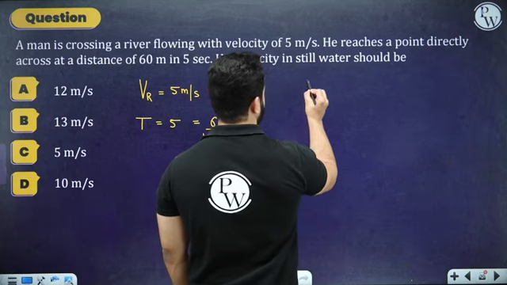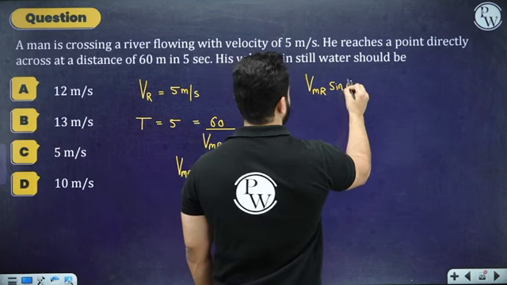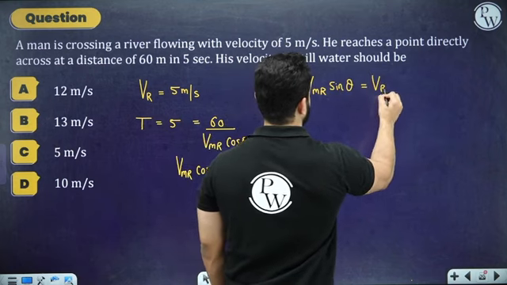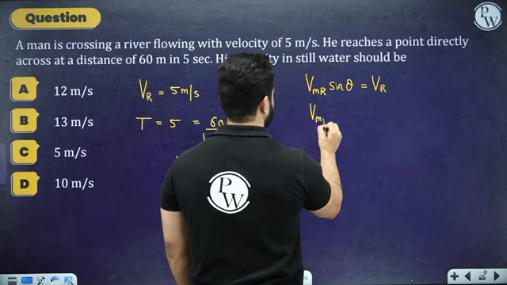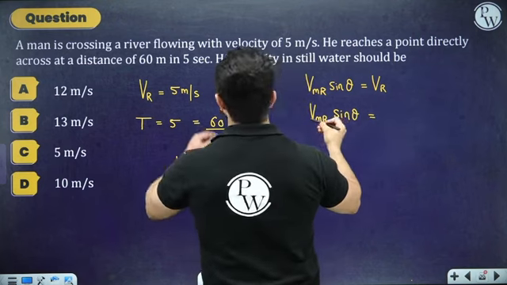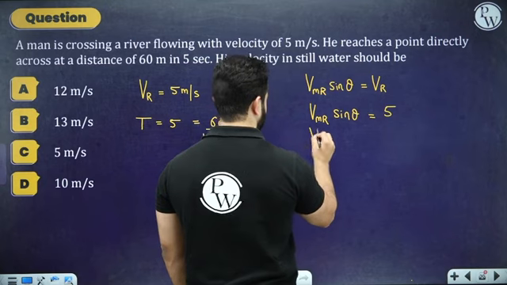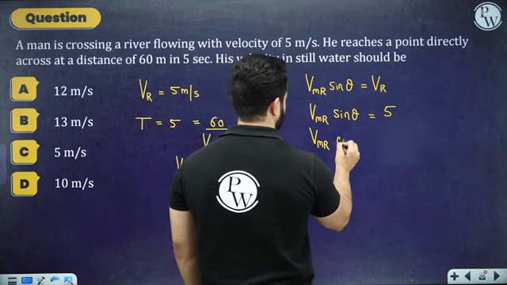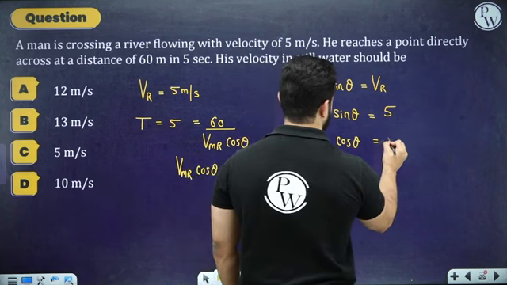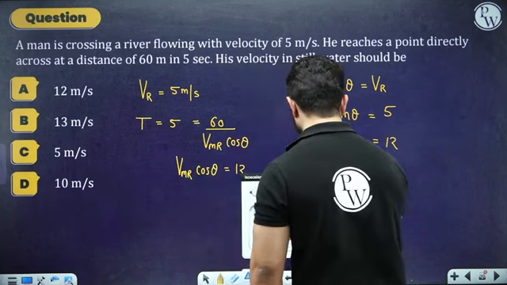So for zero drift, we know that VMR sine theta would be equal to VR, which is given as 5, right? So this is 5 and this is VMR cos theta. Divide them, make a right angle triangle, right? So the right angle triangle would be something like this.